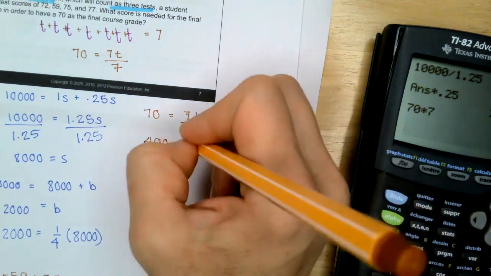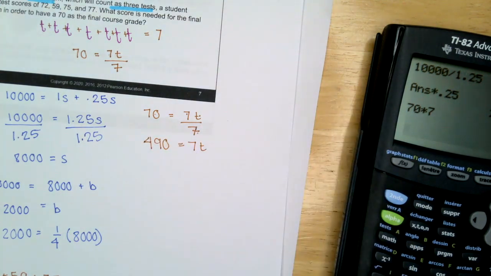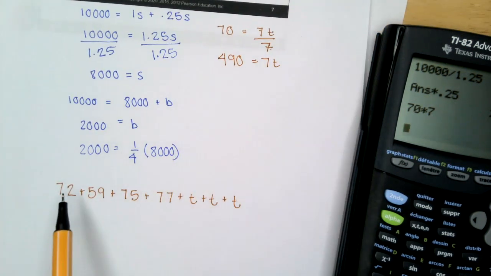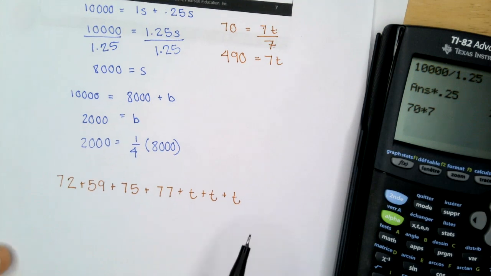$70 times 7, is that a biblical reference? Equals 7T, right? So all 7 of the T's should equal 490. Right now she's already finished 4 of the T's, so we can't change those, but we'll still have 3 T's.